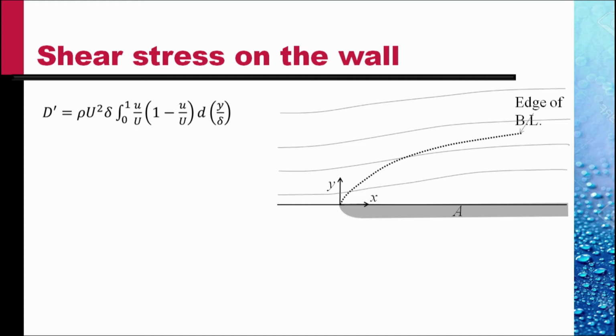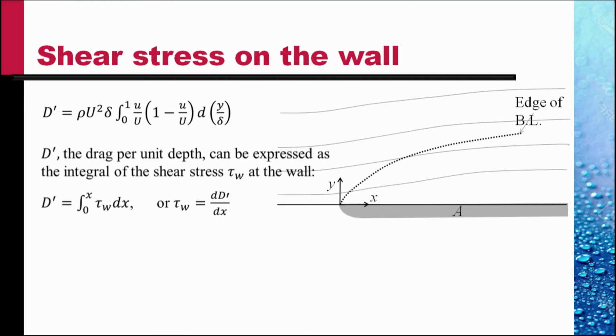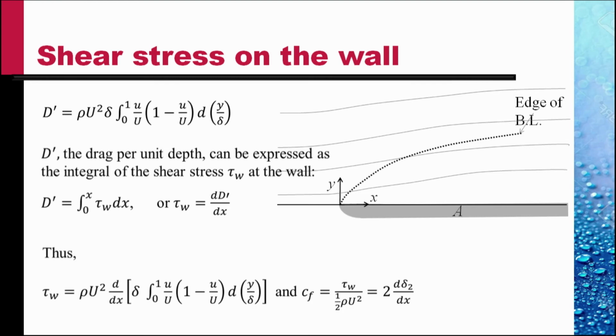Now let's express this in terms of shear stress on the wall. This is D prime that we obtained. D prime is the drag per unit depth and can be expressed as the integral of the shear stress tau w. D prime is the integral from 0 to x of tau w dx, with x equal to L, or by differentiating we get tau w, the shear stress at the wall, as d D prime by dx. And since D prime is now in terms of the momentum thickness, the shear stress is obtained as the derivative of the momentum thickness. Thus, we obtain Cf as twice the derivative of momentum thickness with respect to x.